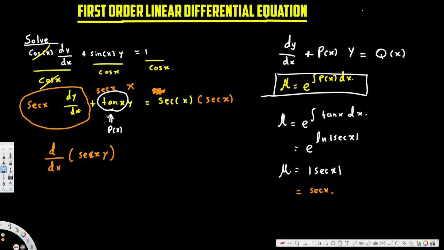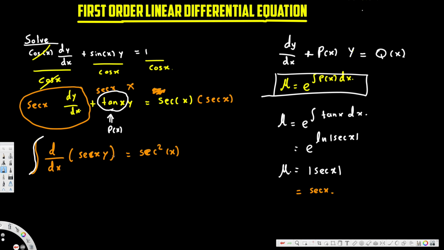When we use the integrating factor, we can get rid of this and make it simple like this. So we just have to equate this to this. Here we are going to have sec square x. After we multiply everything by the integrating factor, we just have to integrate both sides with respect to x.